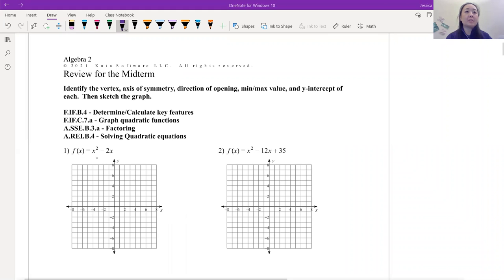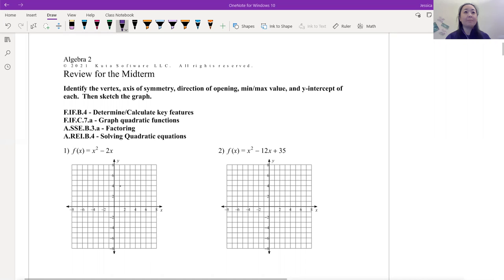This is the review for the midterm. If you notice these kinds of graphs, a lot of what we did this quarter was talk about how to graph quadratics and then polynomials. So a lot of the standards are going to be based off of that. Hopefully this midterm will help put all of the information that you've learned together.